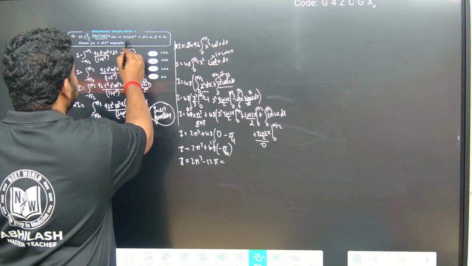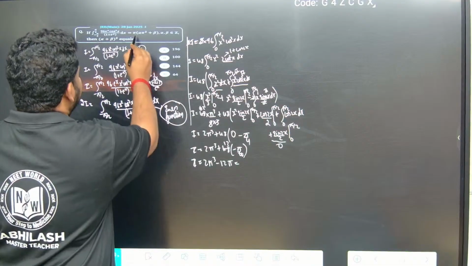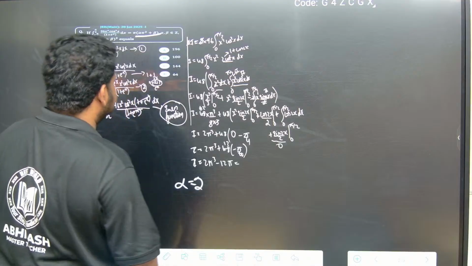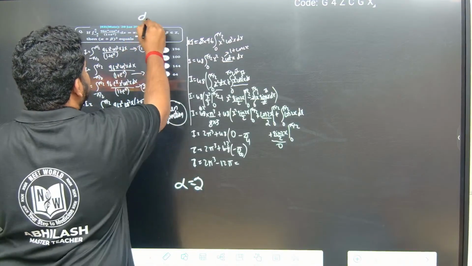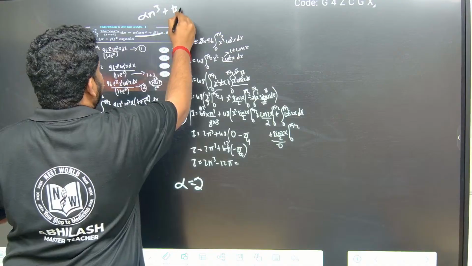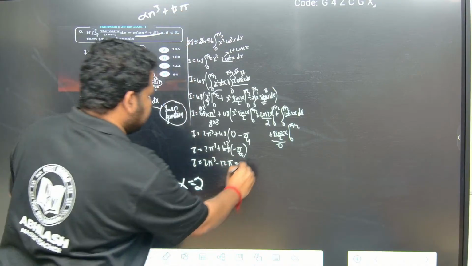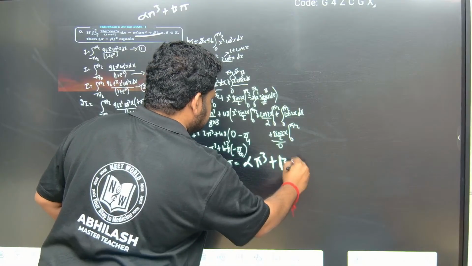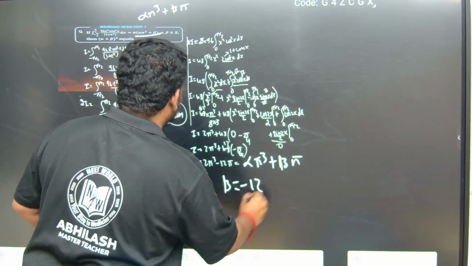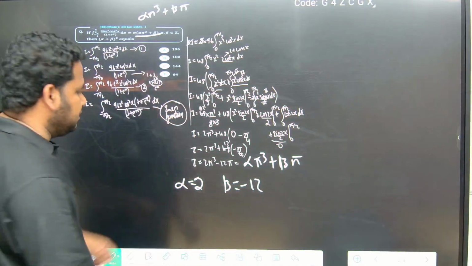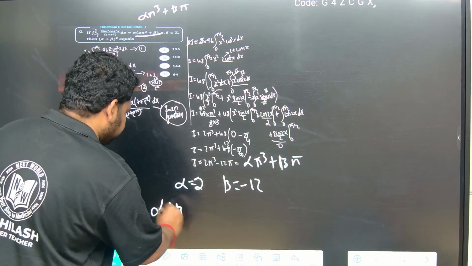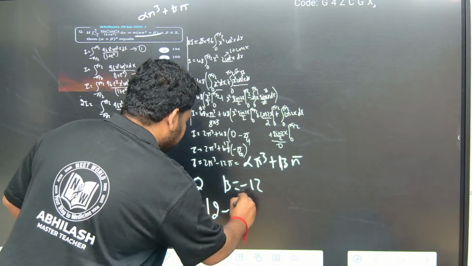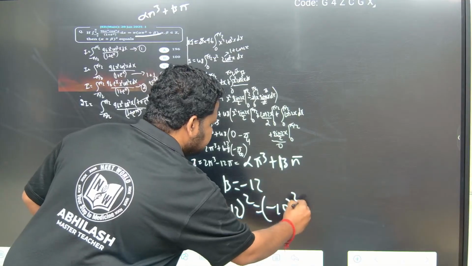If I compare this to this one, I will get alpha equal to 2. So pi multiplied, this will become alpha pi cube plus beta pi, so beta will be equal to minus 12. They are asking us for alpha plus beta whole square. Alpha is equal to 2, beta is equal to minus 12, so whole square, that is minus 10 whole square, which is equal to 100.